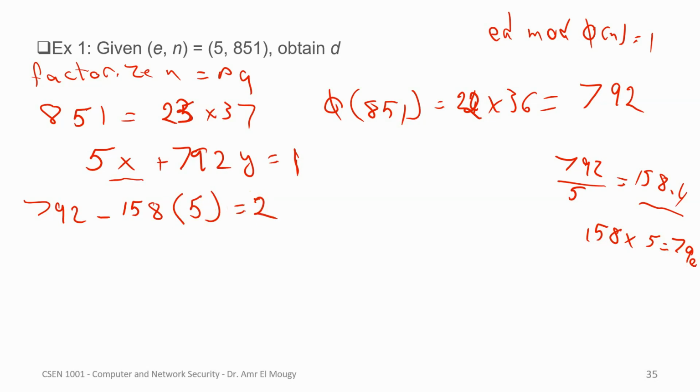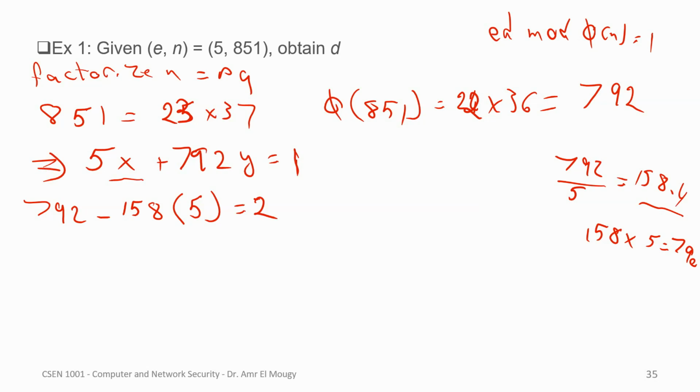I'm just showing you the steps, and I'll show you how it will make sense. Basically, what we're trying to do is rewrite this equation such that we figure out the values of x and y. So the first step is divide 792 by 5. You will get a number, which is in this case 158.4. Take the floor of this number, which is 158, multiplied by 5. You will get 790. 792 minus 158 times 5, or 790, is equal to 2.